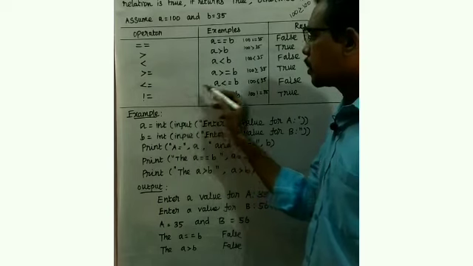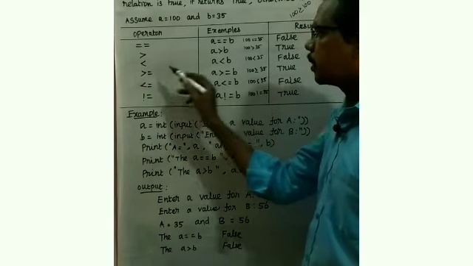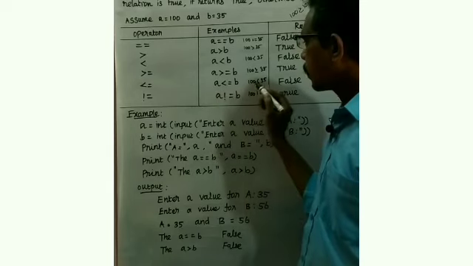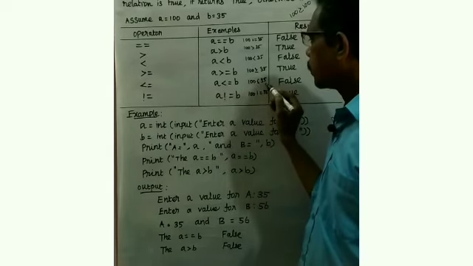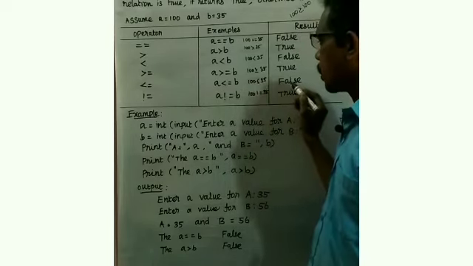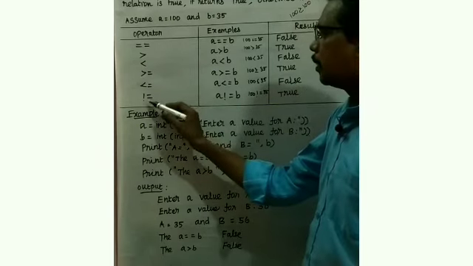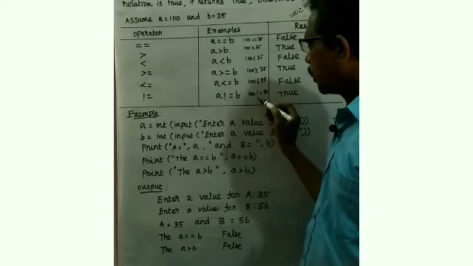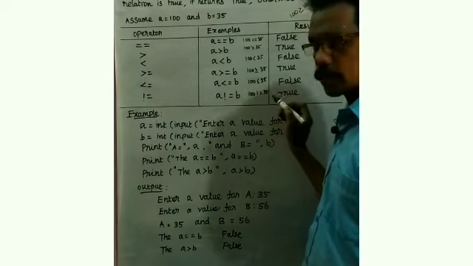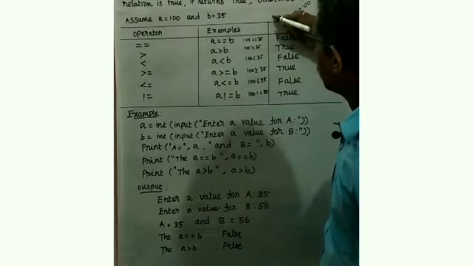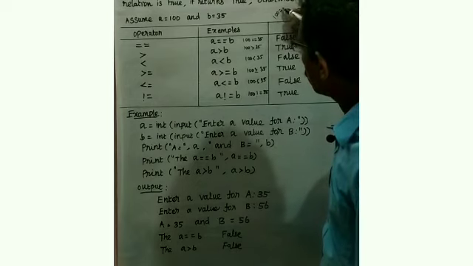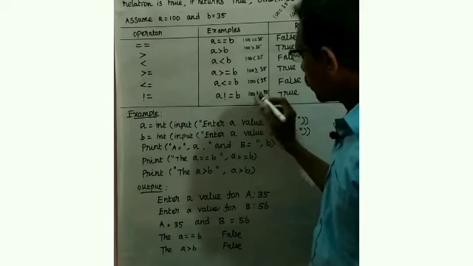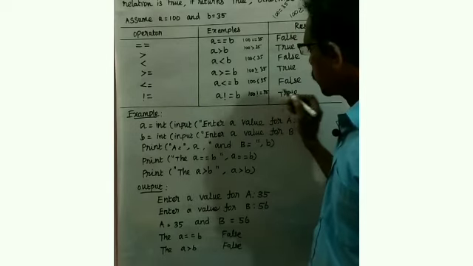Next, lesser than or equal to, similar to the previous one. So a value is 100, 100 <= 35, so the condition is false. Next, not equal, a != b, 100 != 35. So the condition is true. For example, 100 == 35 is false. Now 100 != 35 means the condition is true.